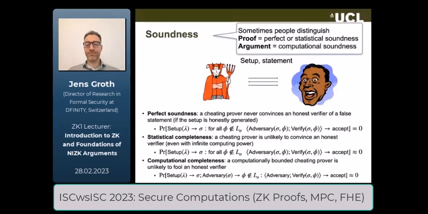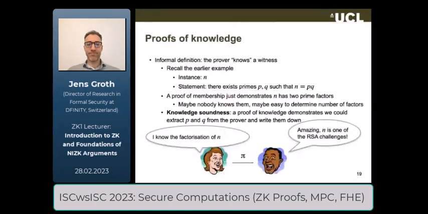So what's computational soundness? Okay. There are many variations of both soundness and zero knowledge. Okay. So I want to take one step into the definition jungle and talk about proofs of knowledge, right?